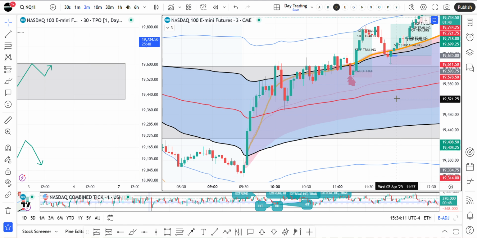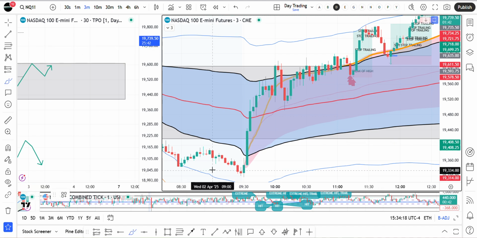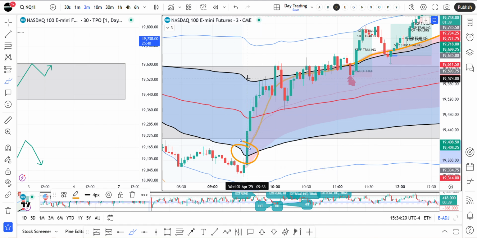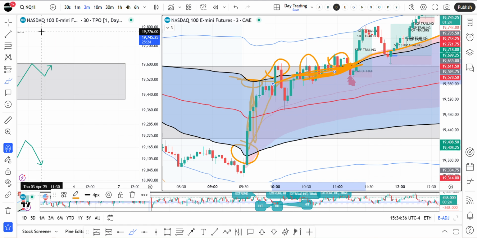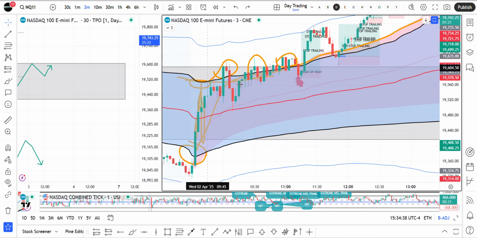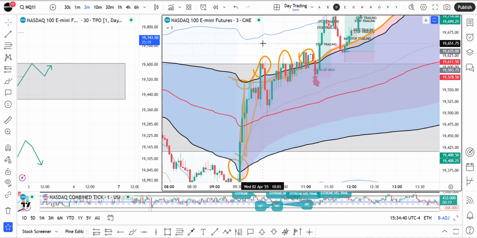So we've completed this rotation from this low to this high. Now the next thing to do is break, which we don't break until up here. And then we also need to hold this band. So we held the band, and now that's where my entry comes in.